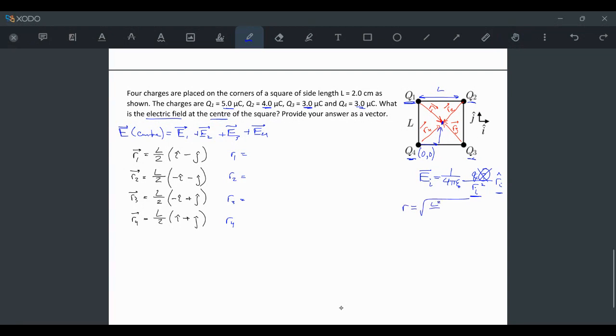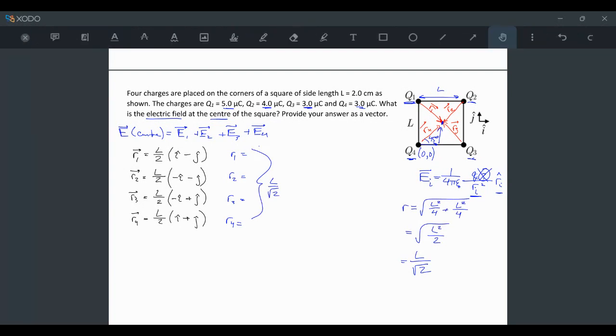we can always square the components, add them together. Square root of L squared over 2, or L over root 2. But I wouldn't be surprised if a lot of you can just eyeball that, or realize that this is a 45 degree angle and go from there. Okay, so all of these are L over root 2.